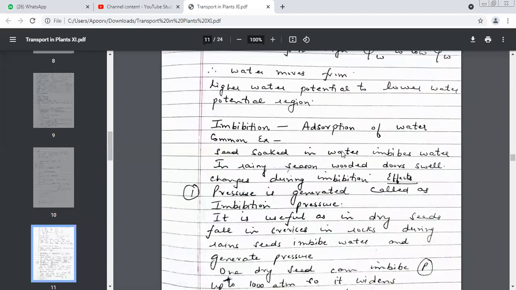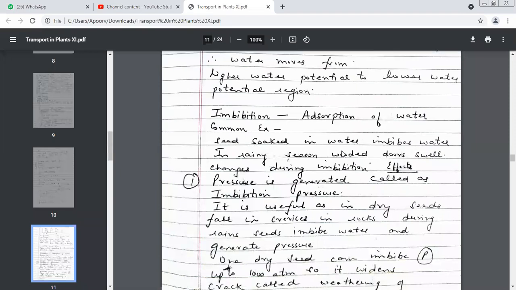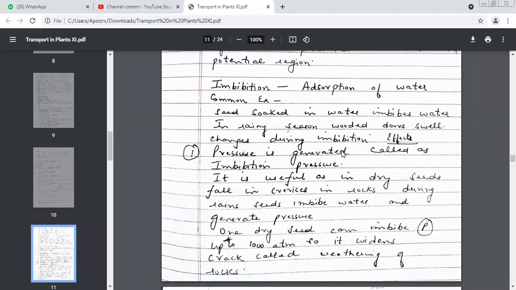Is it okay with everybody? Everybody is okay with this topic, water potential? Yes, ma'am. Sure, then I'll go on to the next topic, imbibition. What is the next topic? Pronounce the topic. Imbibition. Read what I've written in front.